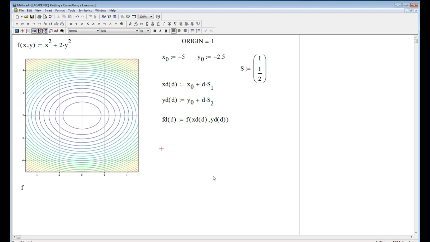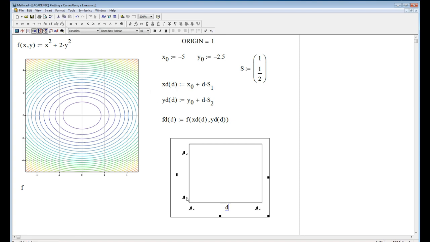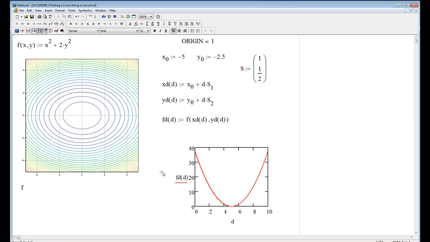Okay, the thing to remember now is d is distance along that red line, and that distance doesn't start at 0, it starts at my starting point, x0 and y0, which is way over here. So instead of d going from minus 5 to 5 like x does, it's going to start at 0 and go to something like 10. So let's make this plot. Insert graph, xy plot, I'll put d there, and I'll have this go from 0 to 10. And f of d, and there we go.